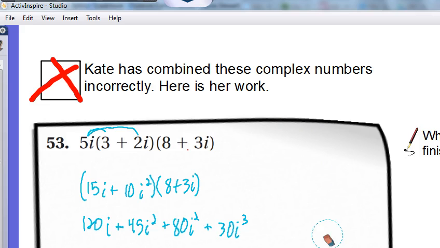You should distribute the 5i correctly. Pretty sure she distributed these two parentheses together correctly. And so this is correct, it's just not finished. What more can she do?